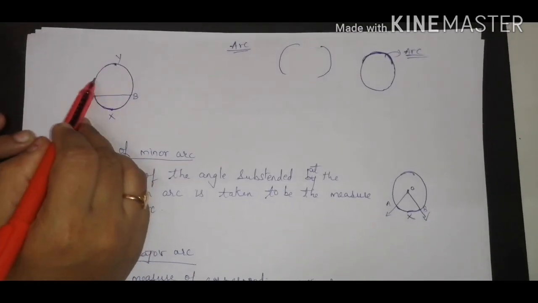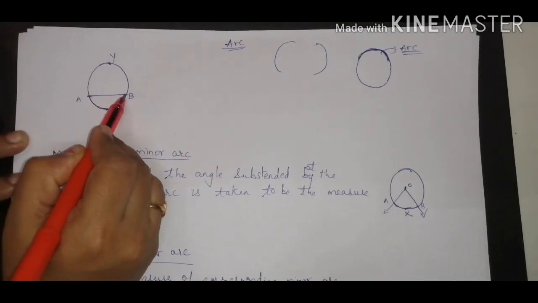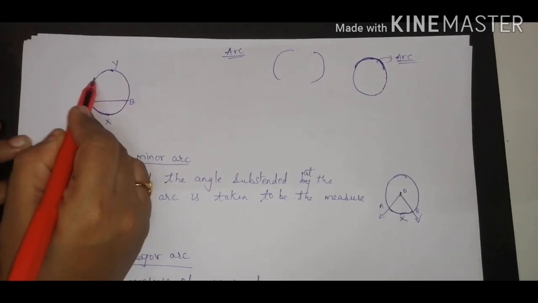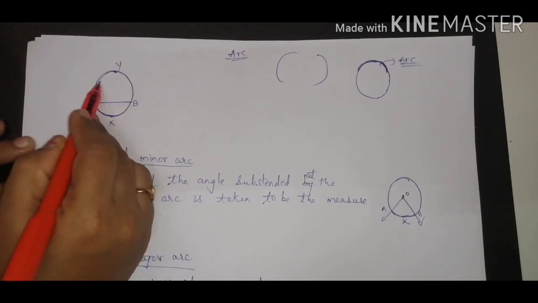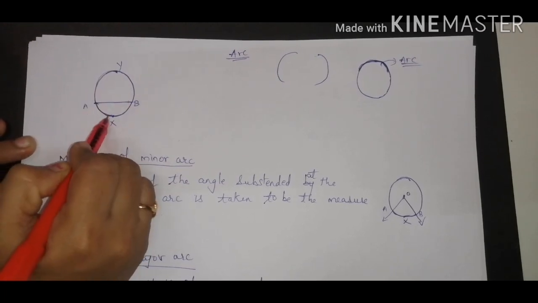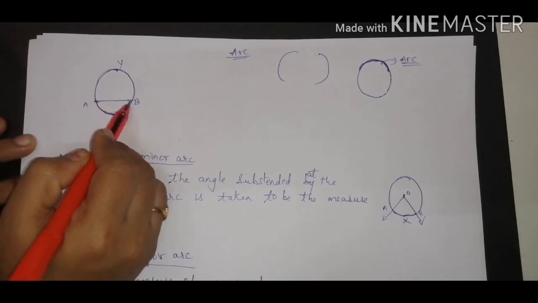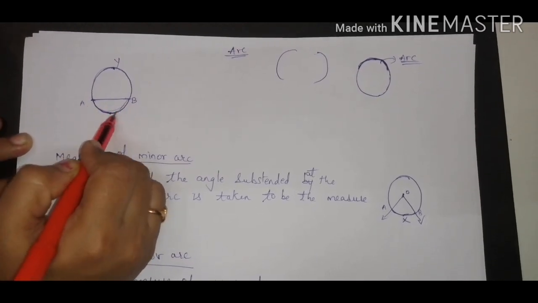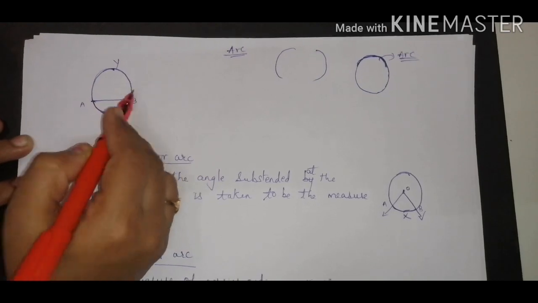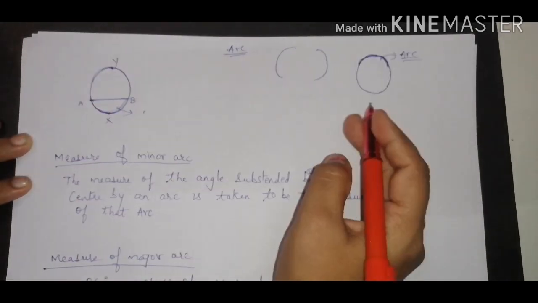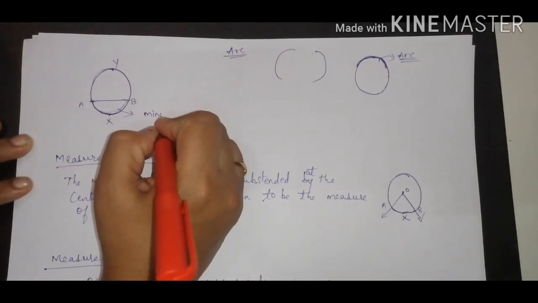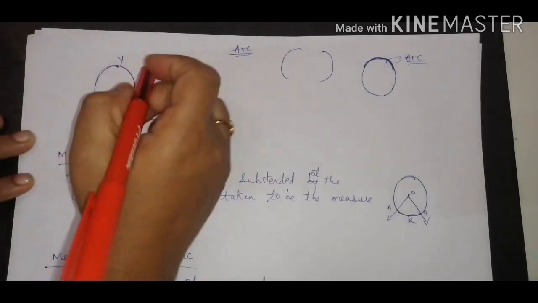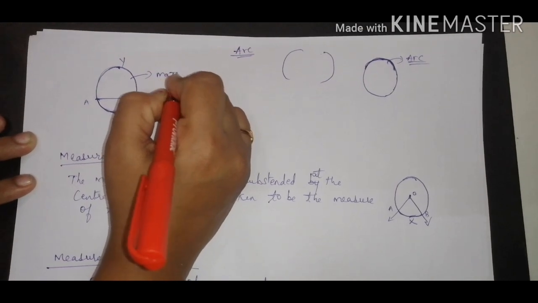Suppose I draw one circle and I draw this chord. Due to this chord the circle has been divided into two parts. This one is a major part, arc AYB, and this one is a smaller part, arc AXB. As this is a smaller part of the circle divided by the chord, it is called a minor arc. And this part is a major part of the circle, so this one is called a major arc.